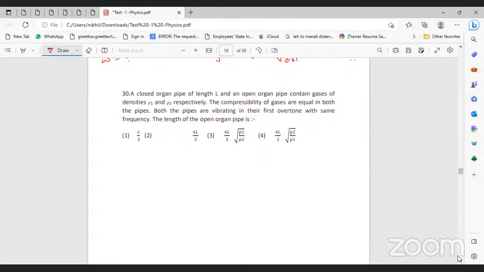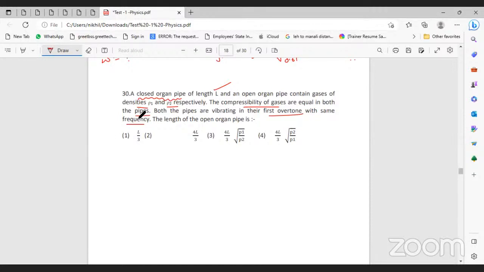I hope this is also a quite simple problem. They have given a closed organ pipe. The length of the closed organ pipe is L. The open pipe contains gases of densities ρ1 and ρ2 respectively. Compressibility is equal in both the pipes. The first overtone has the same frequency.